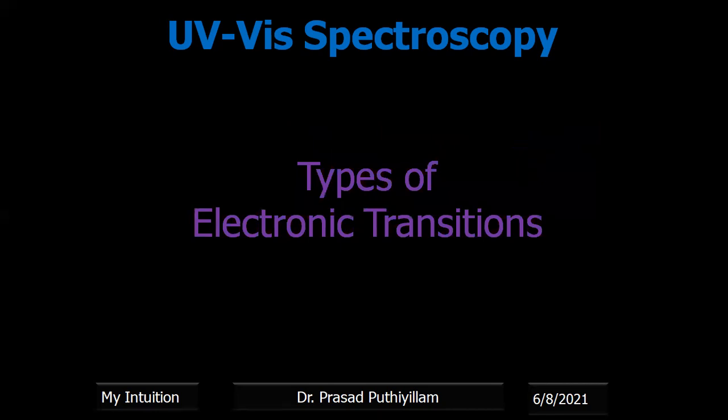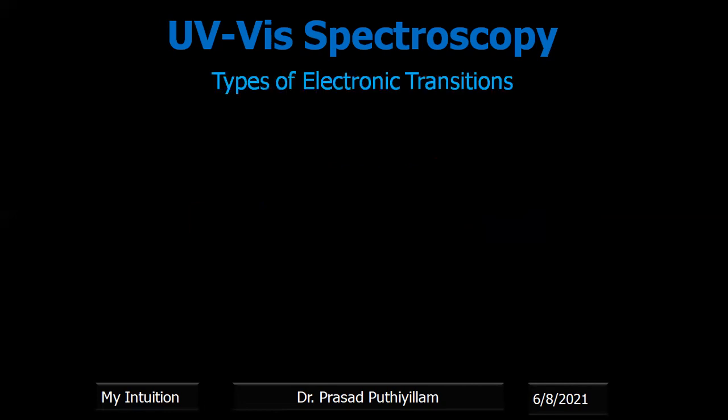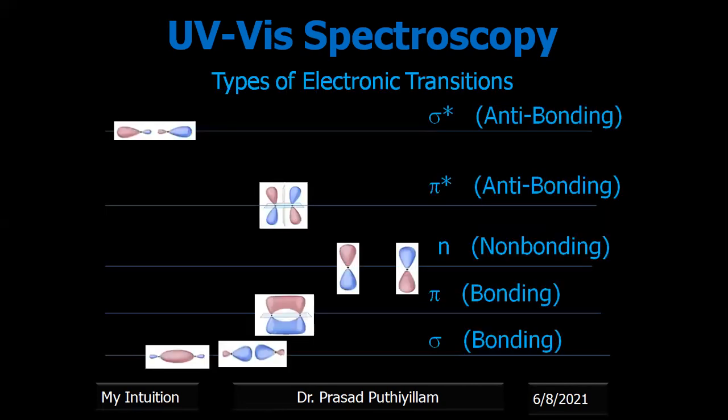Now, types of electronic transition. Third point, I think, in this particular video: types of electronic transition. This one we've already seen in the first video on UV visible spectroscopy. If you are not clear about this concept, please go back and watch that video. It is there on my YouTube channel, My Intuition, in the playlist for master's degree students or MSc chemistry.